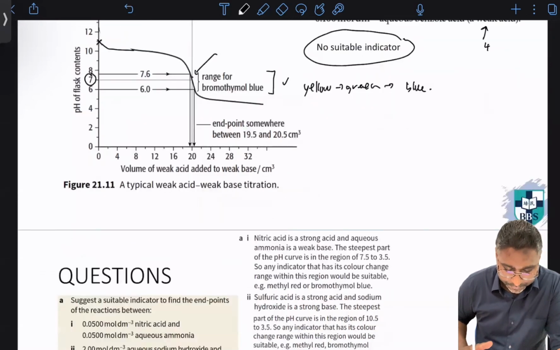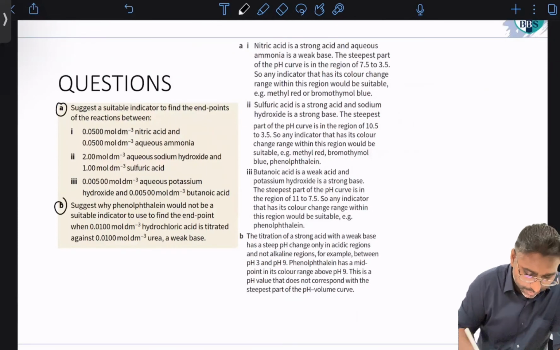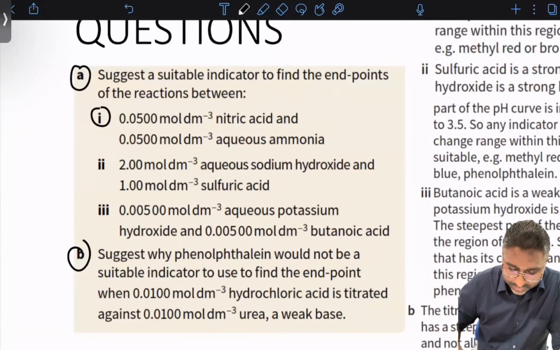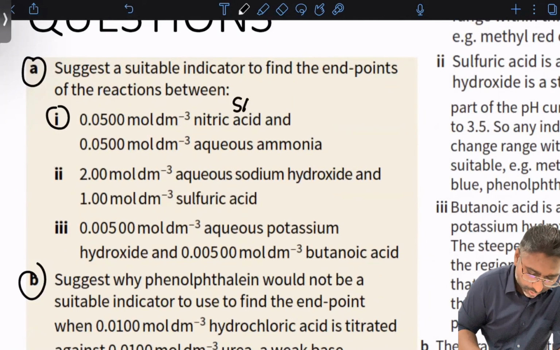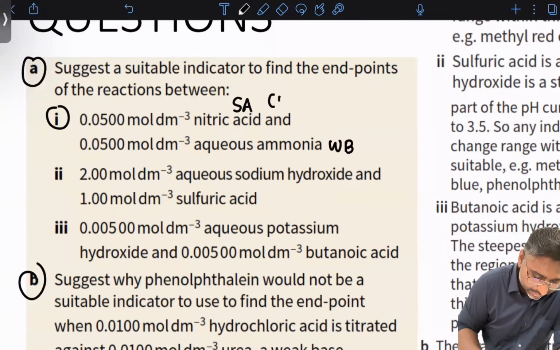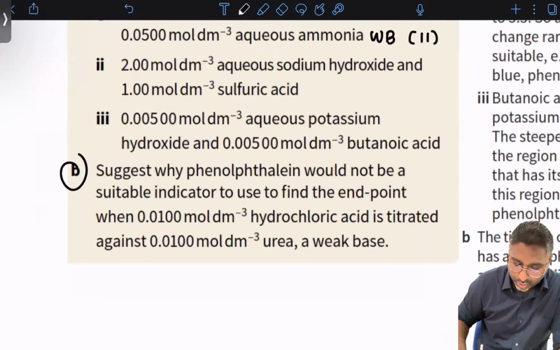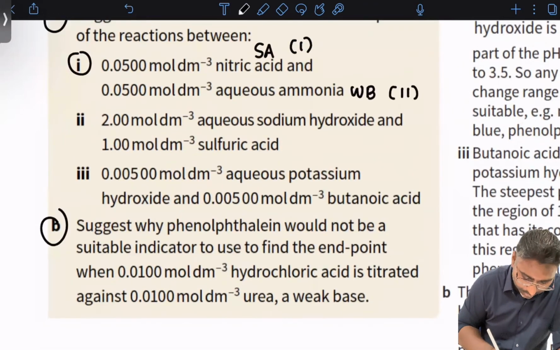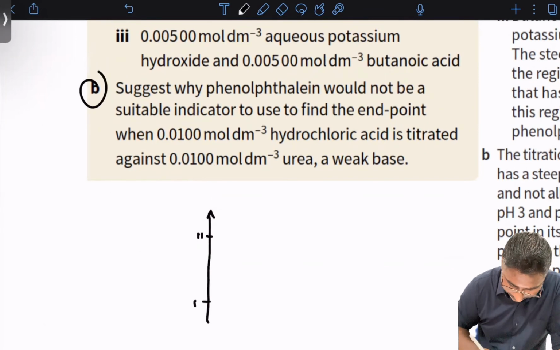So I will go through two questions over here. They say suggest a suitable indicator to find the endpoint of nitric acid and ammonia. Nitric acid is a strong acid, ammonia is a weak base. So nitric acid has a pH of 1, ammonia has a pH of 11. If I draw the graph from 11 to 1, the graph maybe goes somewhere here.